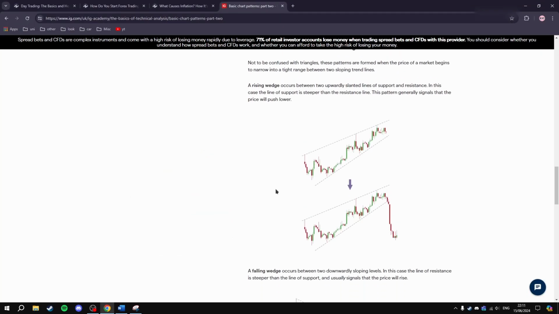A rising wedge occurs between two upwardly slanted lines of support and resistance. In this case, the line of support is steeper than the resistance line, so this line is going to be steeper than that line. This pattern generally signals that the price will push lower, so is it a reversal? Yeah, it's a reversal pattern, because the general trend up here is going upwards, but then over here it just drops. So it's a reversal pattern.